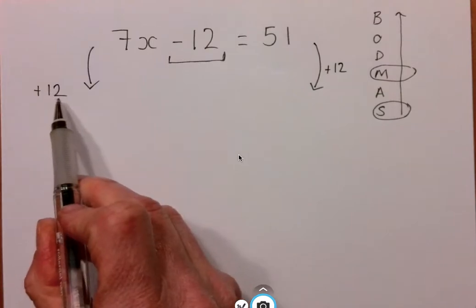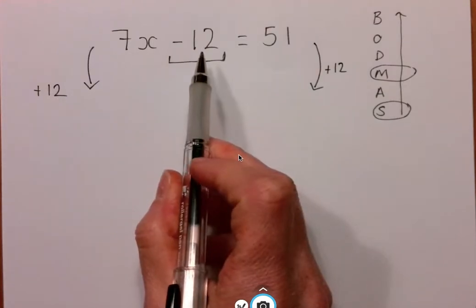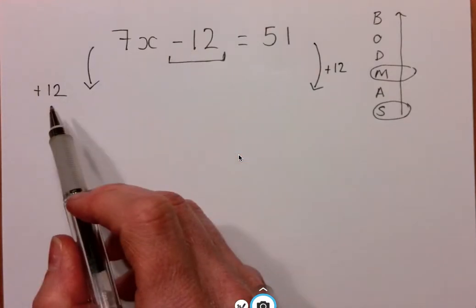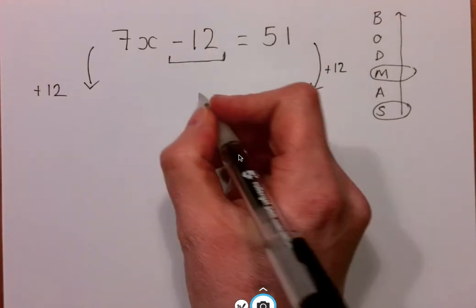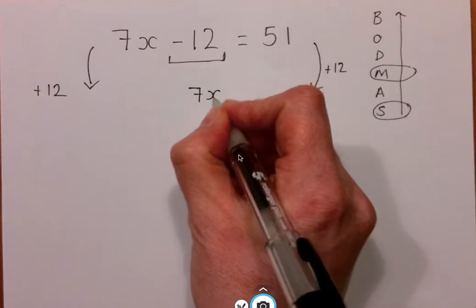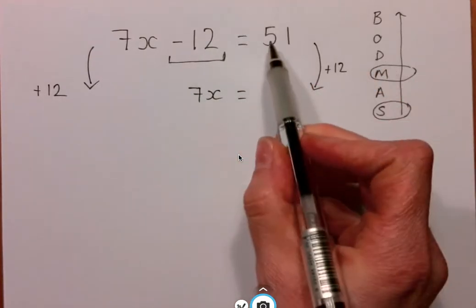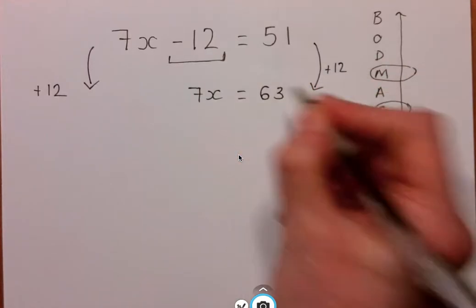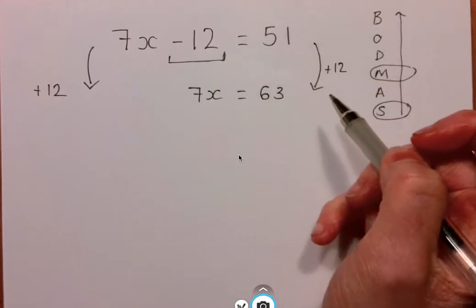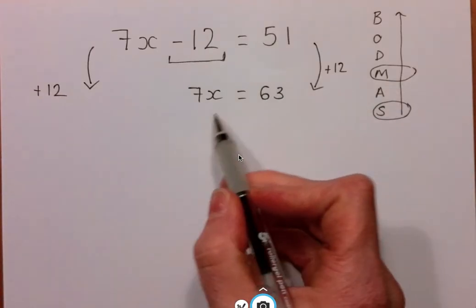Now on this side of the equation, this 7x minus 12, the minus 12 and the plus 12 cancel each other out because minus 12 add 12 is 0. So we're just left with 7x. And on this side, if we do 51 plus 12, we get 63. So that's our first step. Now what we need to do is think about our second step.